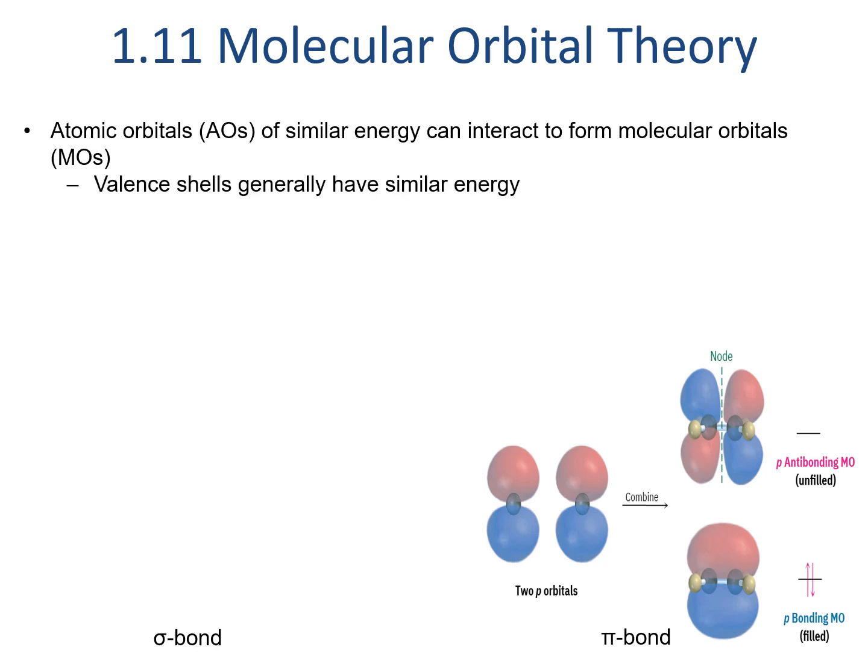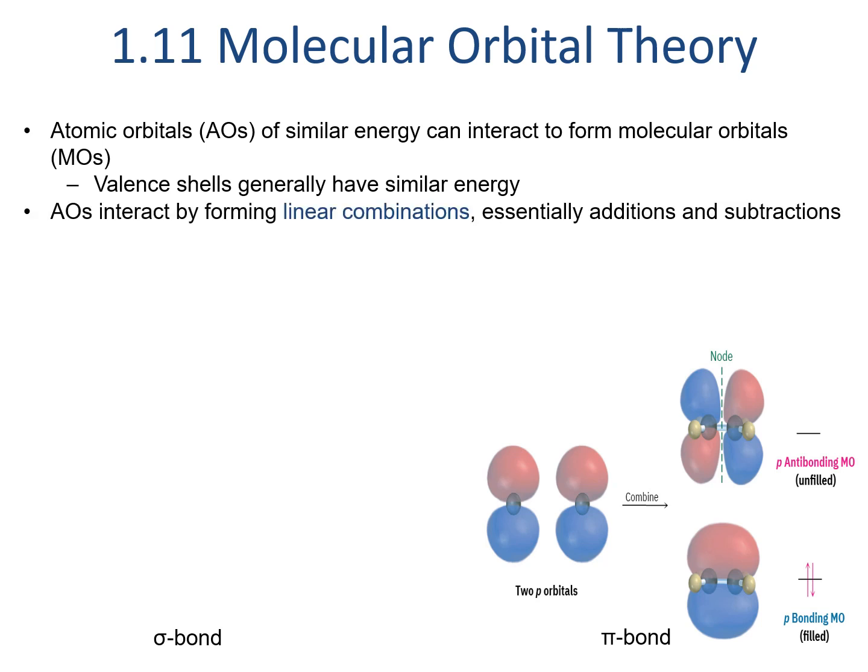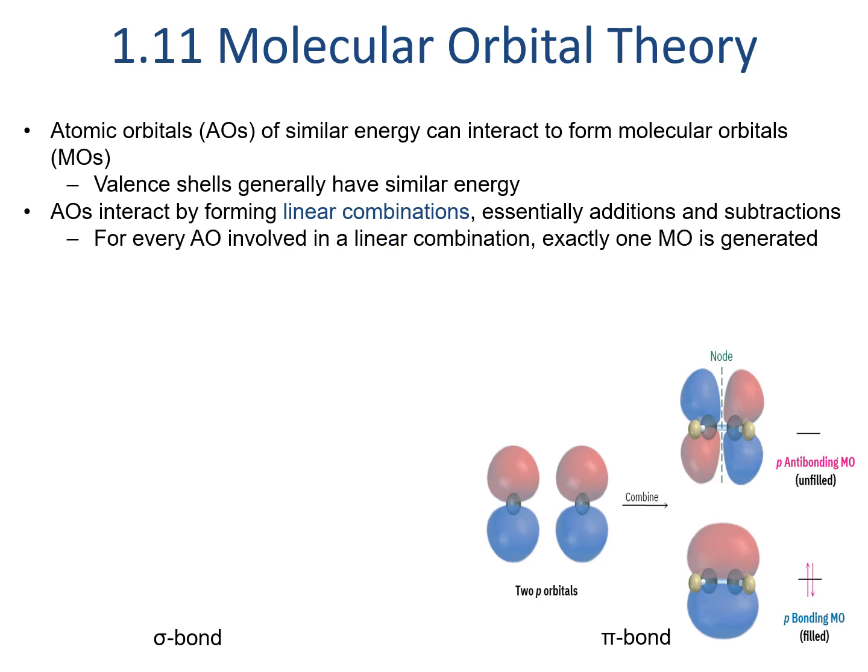MO theory next states that atomic orbitals form linear combinations, which are just the additions and subtractions that we talked about in the last slide. Every time we combine atomic orbitals, the number of atomic orbitals in is equal to the number of molecular orbitals out. In the example shown, we combine 2 hydrogen s orbitals and we end up with 2 molecular orbitals, one bonding and the other antibonding.